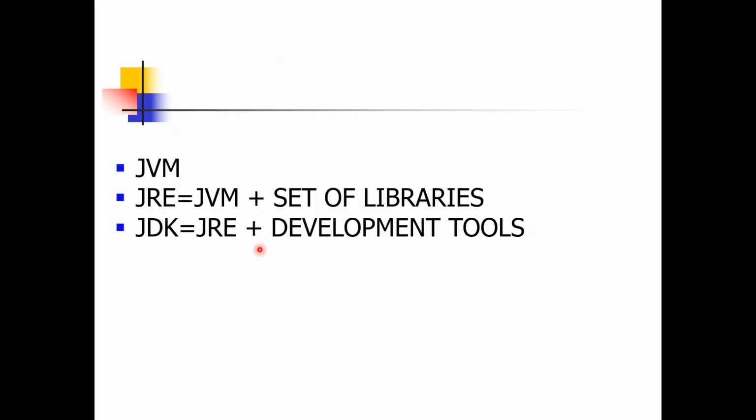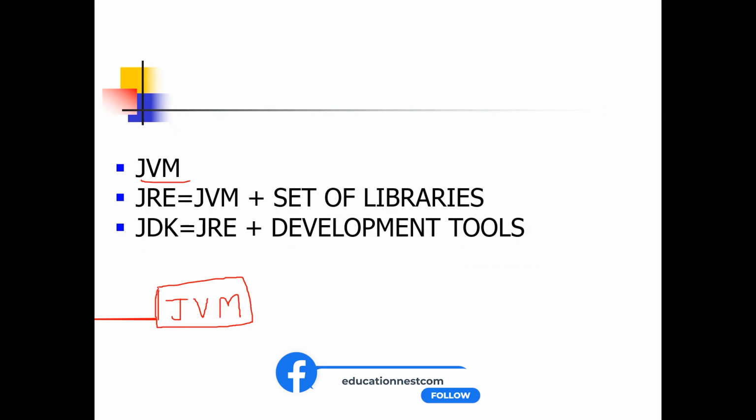So see here. First of all, you understand the concept of JVM. JVM is Java Virtual Machine, well known. It converts the bytecode into machine code. It makes Java platform independent. So Java Virtual Machine is clear to everyone? Okay. That is the first one, JVM.